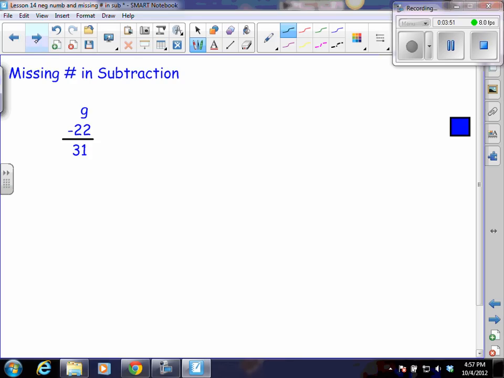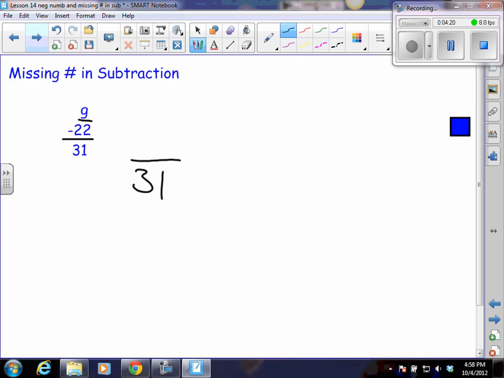Now, these principles are going to help us find missing numbers in subtraction. As we have this problem of g minus 22 equals 31. Now, we don't know what g is, but what we do know is that because the g is our topmost number we're subtracting from, g will be our largest number when we're done. So what we need to do is we just need to reverse this.